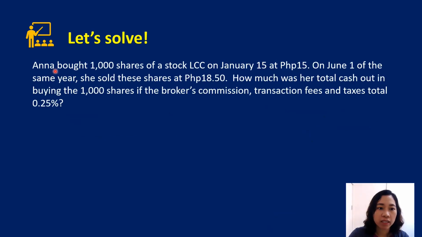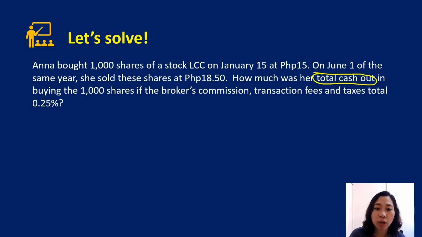So for our next example, Anna bought 1,000 shares of a stock LCC on January 15 at 15 pesos. On June 1 of the same year, she sold these shares at 18 pesos and 50 centavos. How much was her total cash out in buying the 1,000 shares if the broker's commission, transaction fees, and taxes total 0.25%? Now, what is the meaning, class, of the word cash out? This is the cash that she gave when she bought the shares.